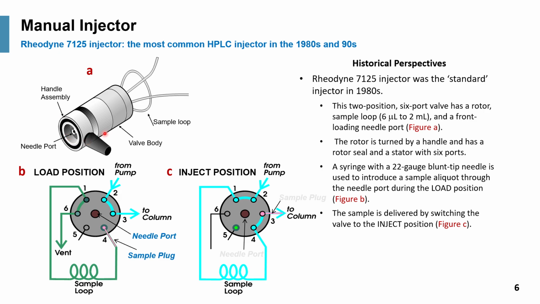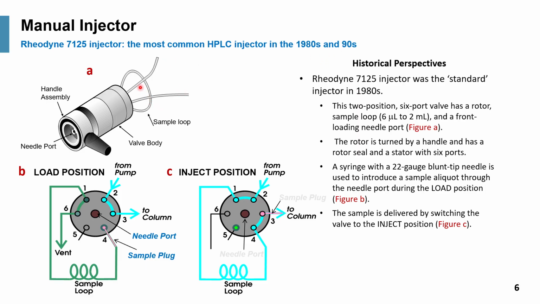manual rotor valve. Now, from a historical perspective, this Rheodyne 7125 is actually pivotal. It's the first valve that actually works really well. And in several years, it basically took over the global market. So the Rheodyne 7125 was the standard injector in the 1980s, stretching to the 1990s.